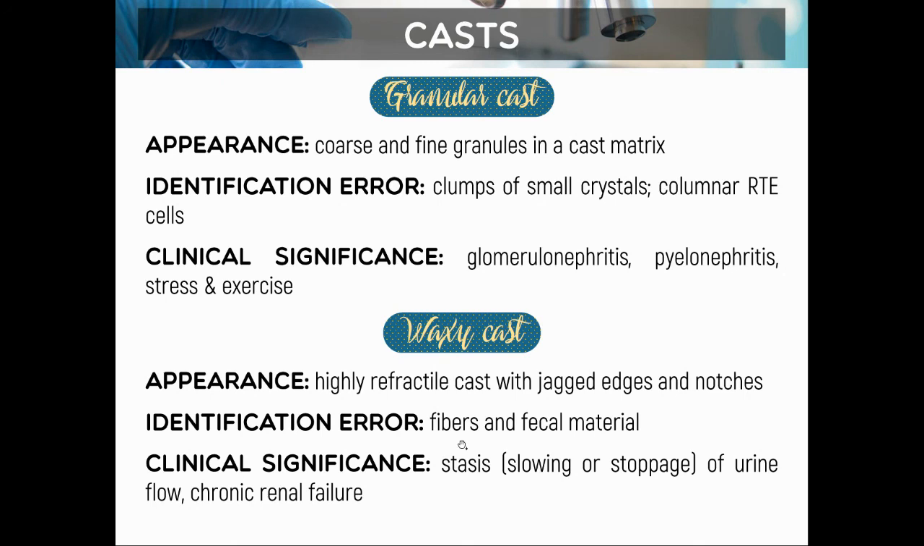Identification errors: fibers and fecal material. Clinical significance: stasis, or when the flow of urine completely stops. So meaning if the flow of urine stops, the materials inside the cast degenerate or leave the cast. And also another clinical significance, chronic renal failure.